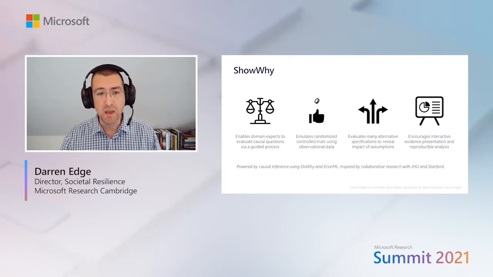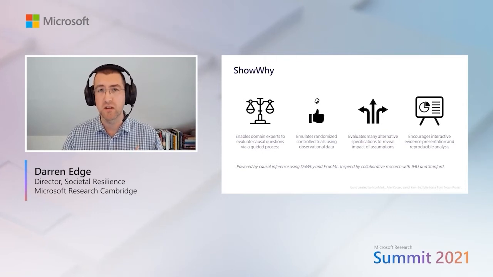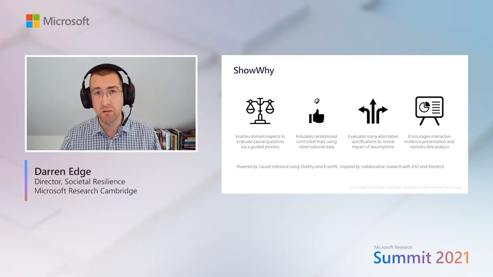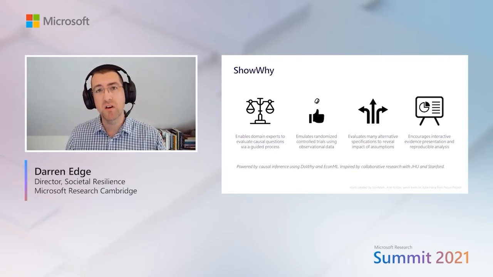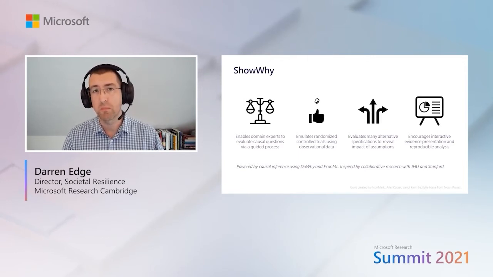Show Why enables domain experts to evaluate causal questions over real-world data via a guided process that assumes very little background knowledge in data, statistics, and causal inference. It emulates randomized controlled trials to the best extent possible using observational data that's already been collected. And this is based on guidelines developed by our partners at Johns Hopkins University and Stanford University that were developed in the context of looking for off-label kind of drug application in the fight against COVID-19.